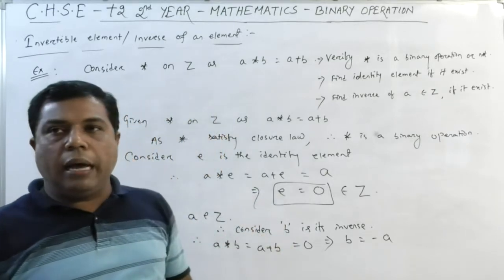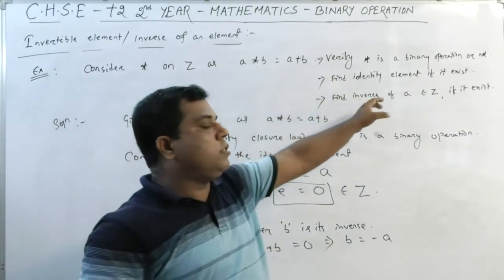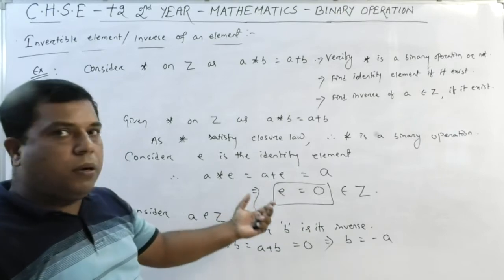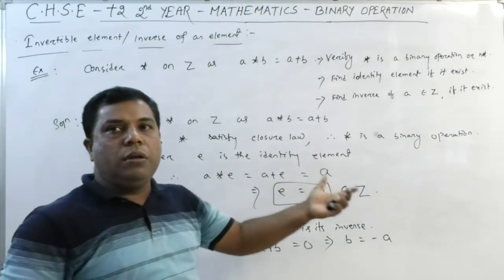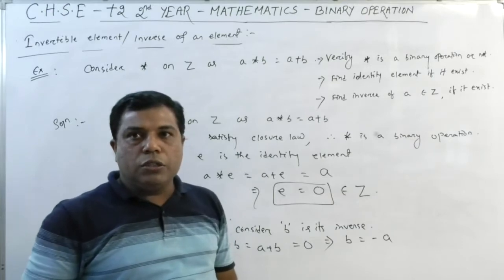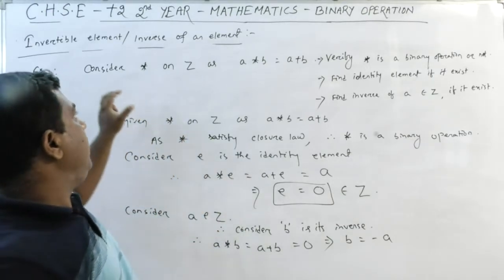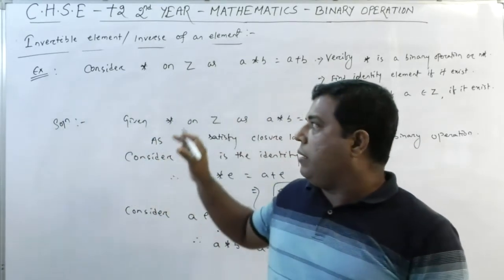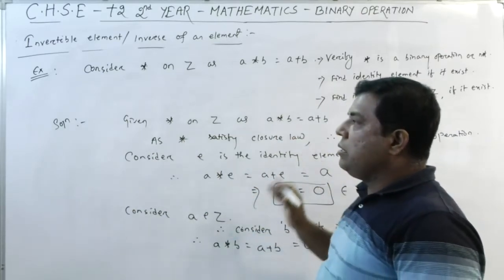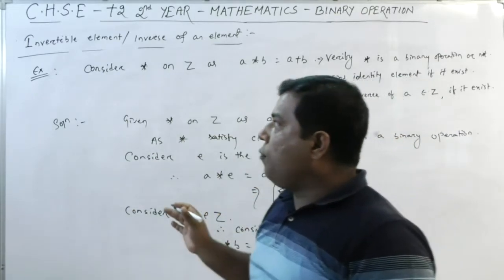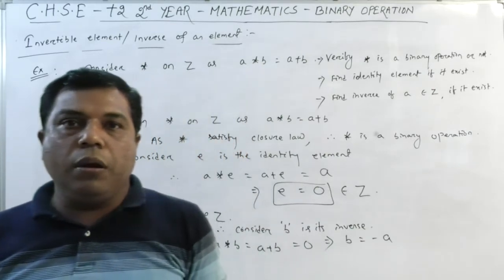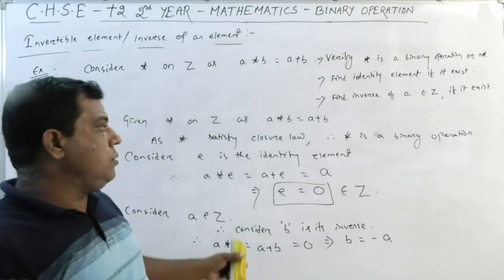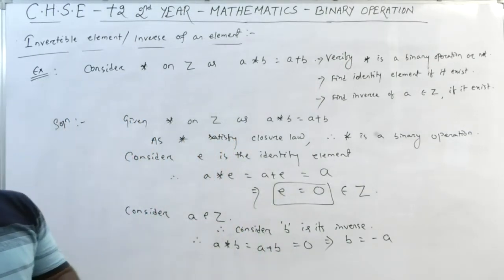So if somebody asks you what is the inverse of 3 belonging to Z in this process, the inverse of 3 in this process is equal to minus 3. Yes or no? So in this way, we are able to find the inverse of an element by such a process. This is an example to find whether an element is invertible or not, and to find the inverse of a particular element.